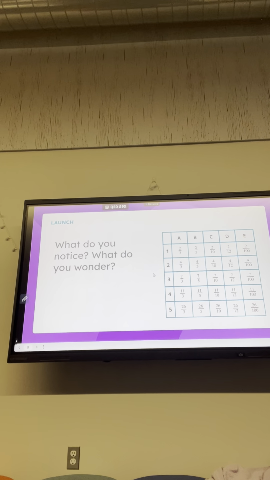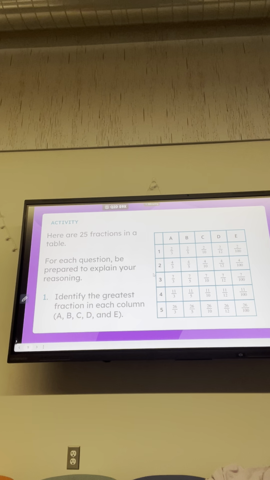So the first thing that I'm noticing here is that there are 25 fractions. Okay, please look at the chart. I want you to notice. What do you notice? What do you wonder about this chart? I already said that there's 25. What else do you notice? What else do you wonder?